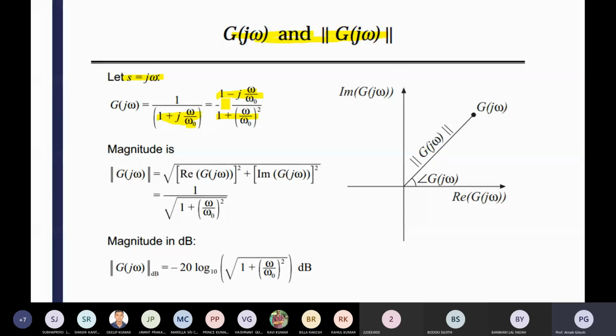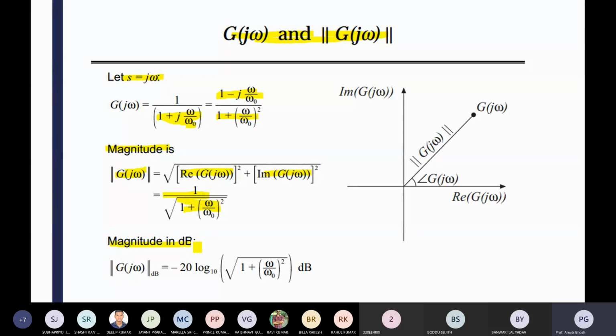So 1 minus j into omega by omega 0 whole divided by 1 plus omega by omega 0 whole square. In magnitude form, you can separate the real value and imaginary value, and finally the magnitude is root under 1 by x square plus y square. Here x square means 1 square, and y square means omega by omega 0 square. That you are able to find out.